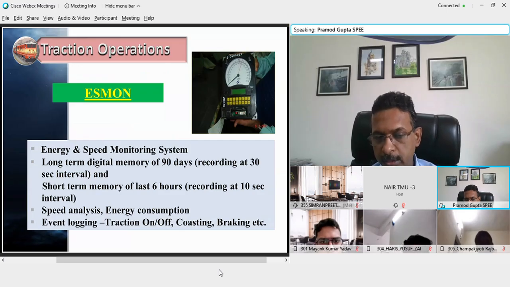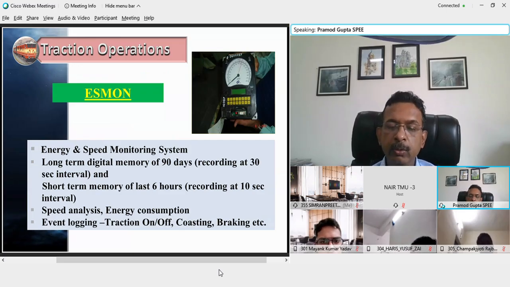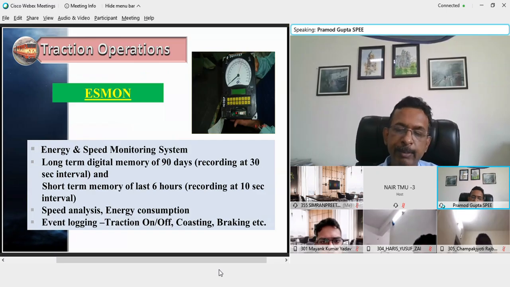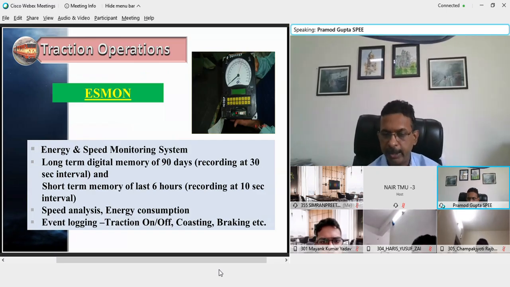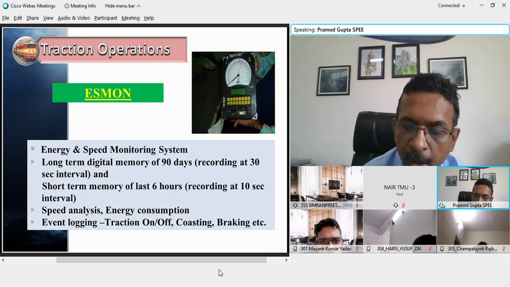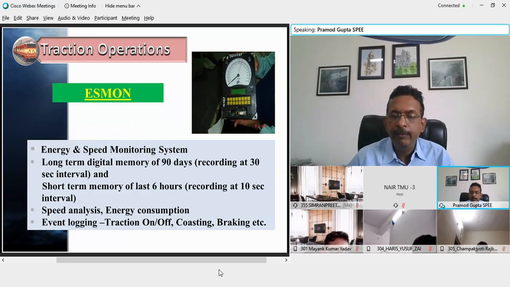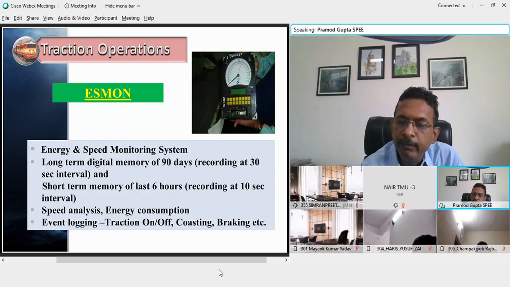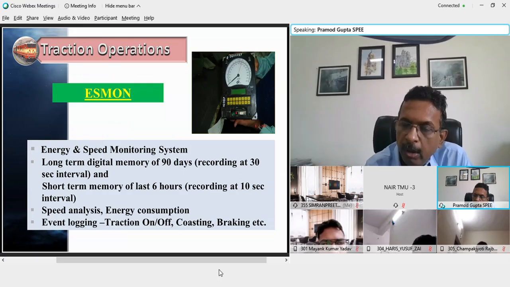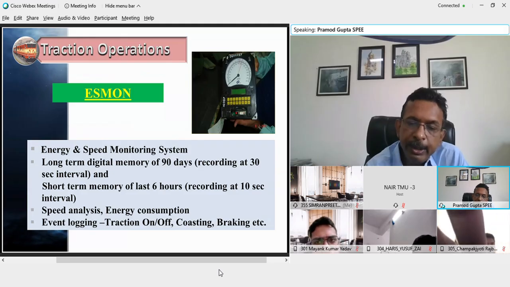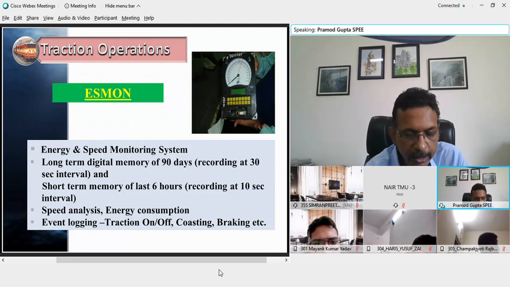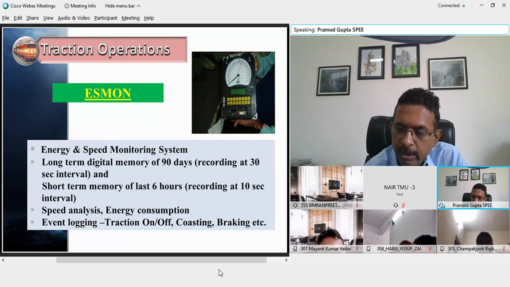And we also do further analysis to know whether he was in the habit of quick brake application and quick release, or whether he was controlling the speed using the controller through which he can regulate the voltage going to the traction motor, or whether he regulated the speed using the application of brakes. Then accordingly, counseling is given to the pilot so as to improve his overall driving skill.